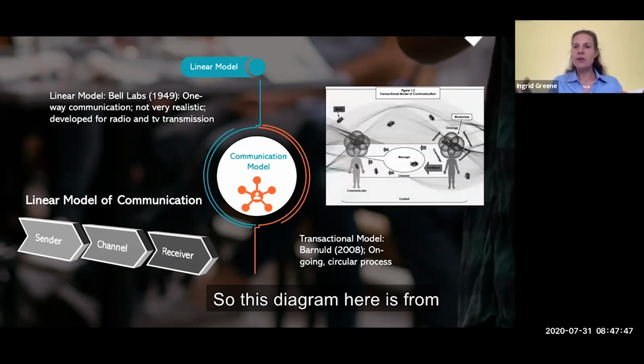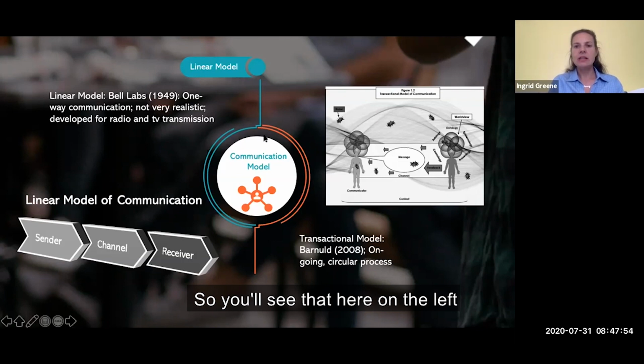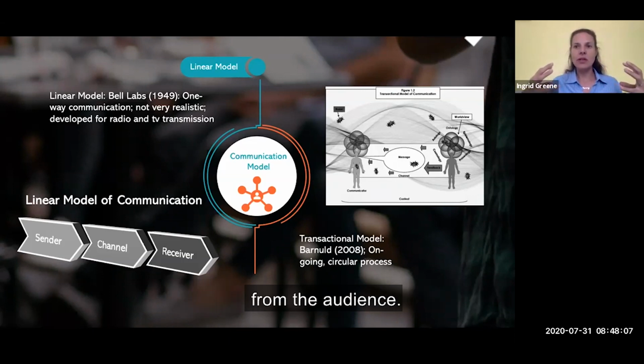So this diagram here is from your textbook, and it's super interesting as you take it apart, right? So you'll see that here on the left-hand side, there's a communicator, so someone who's speaking. In the textbook, they also talk about the person who's speaking is not only sending a message, but they're receiving messages, right, from the audience.